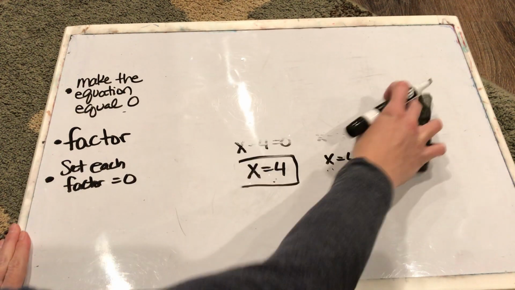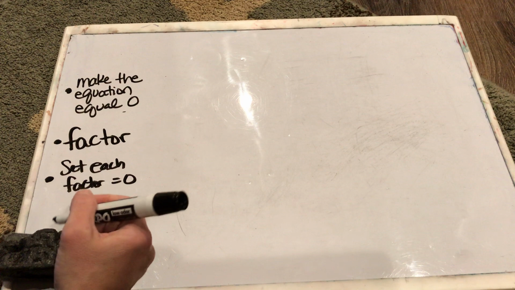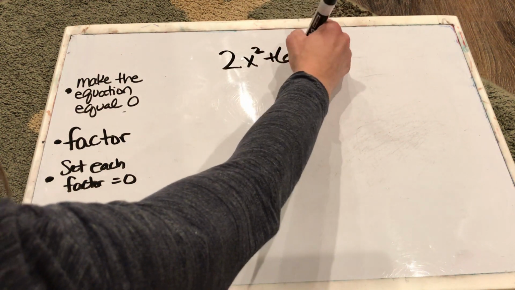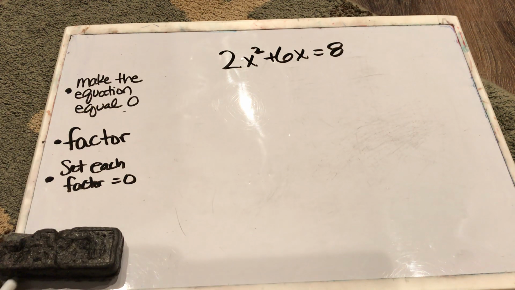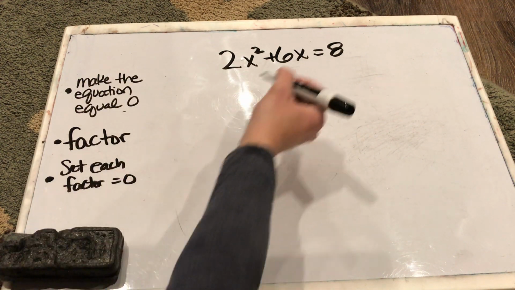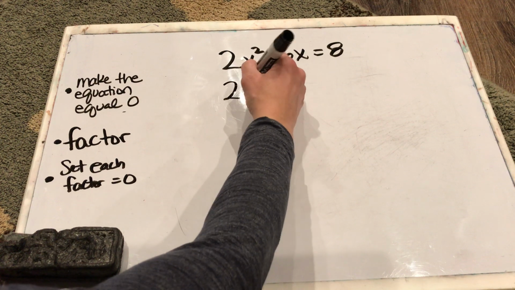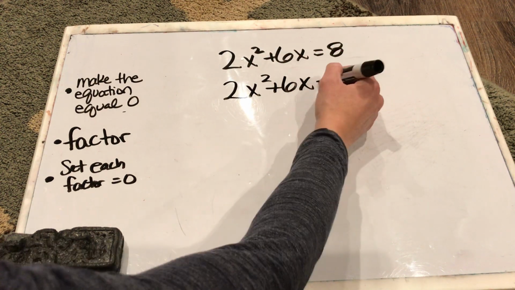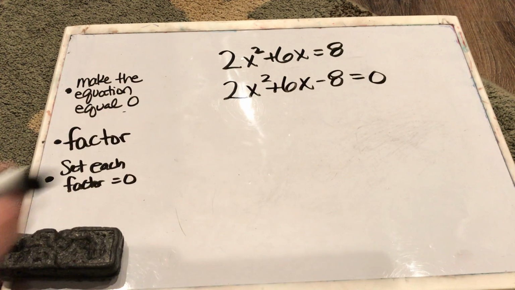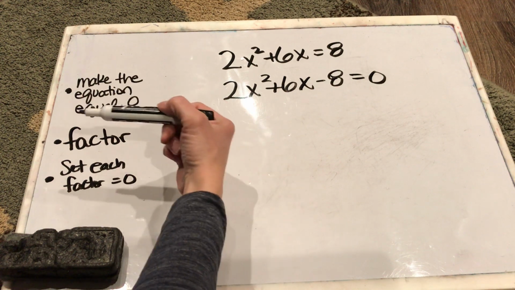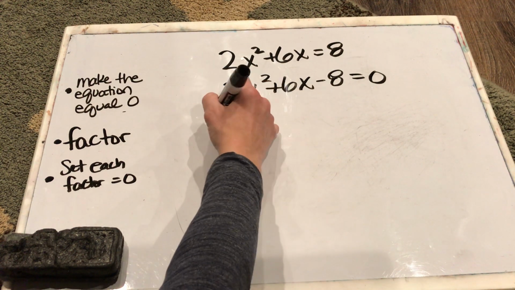All right, one last example. It says find the solution set for 2x squared plus 6x equals 8. The solution set is still just the solution set because it's going to be more than one answer. So I'm going to make the equation equal 0 by moving that 8 to the other side. When I move it, it becomes a negative 8. Now I need to factor this. I can pull a 2 out first. I think I want to do that and make it a little easier.